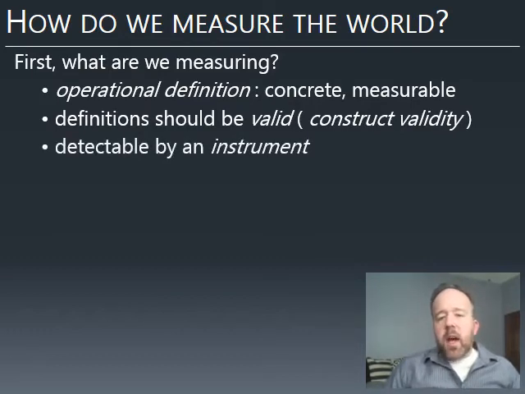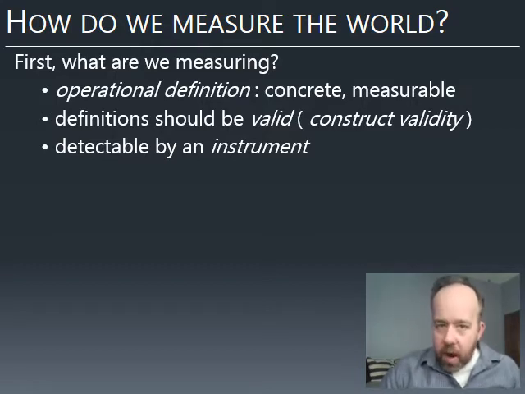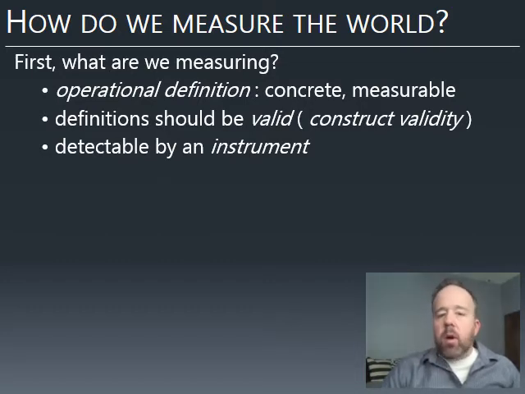Measurement should be detectable by an instrument. And an instrument is something that's capable of measuring whatever your operational definition describes. So an instrument for measuring smiling could be our senses. It could be a computer with facial recognition that records images of faces and measures if they're smiling or not. That would be a good instrument, but there are all sorts of instruments that pair up with operational definitions.